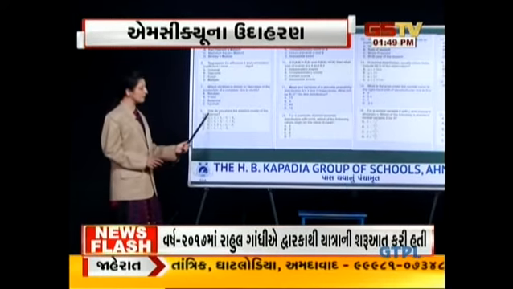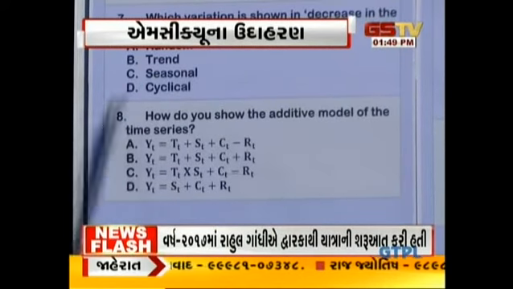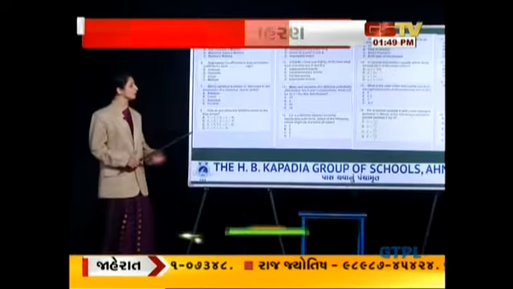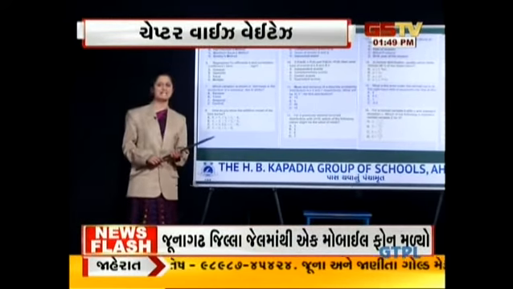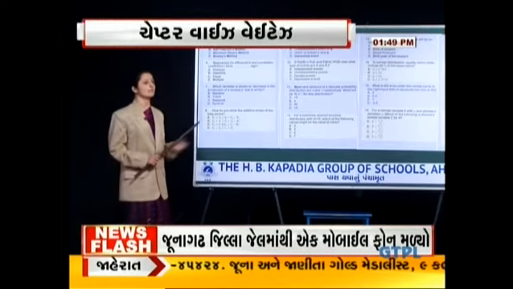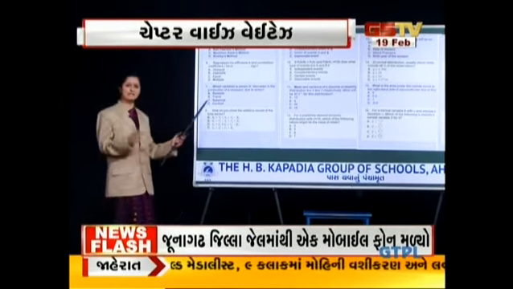Now one more example from time series. How do you show the additive model of the time series? This is not only important for MCQ but even for your 1 mark question in section B, where it is asked what is the additive model of time series. So what is the additive model?